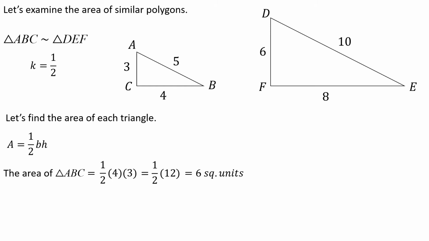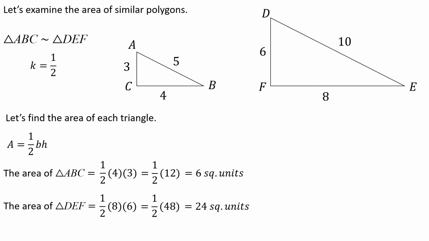Call it square units because there's no label for the triangle. And again, it's a right triangle, so we can use 6 as the height. 1/2 times base times height. And so 6 times 8 is 48. Half of 48 is 24. So that's 24 square units.